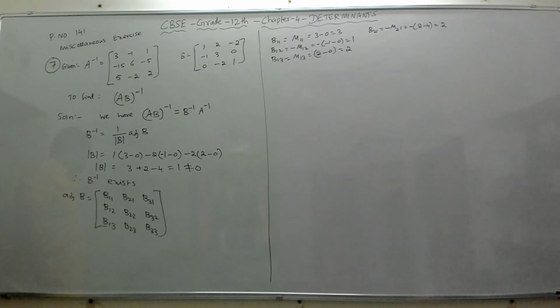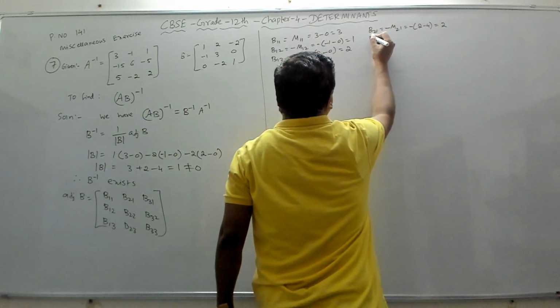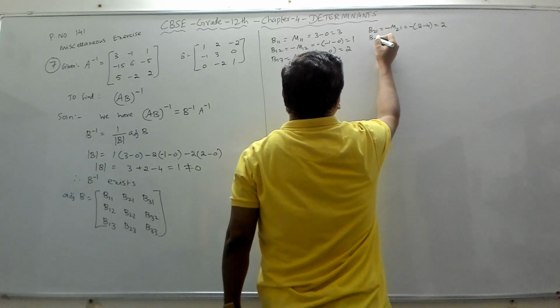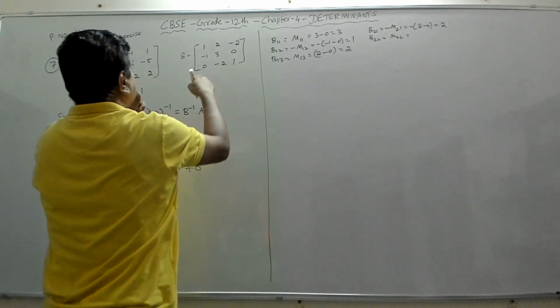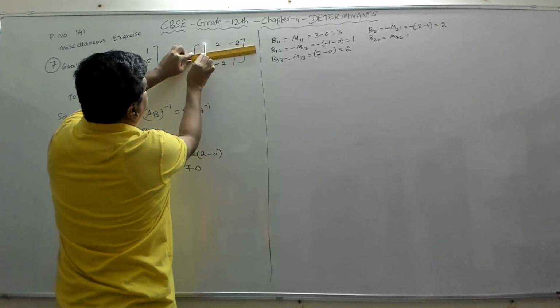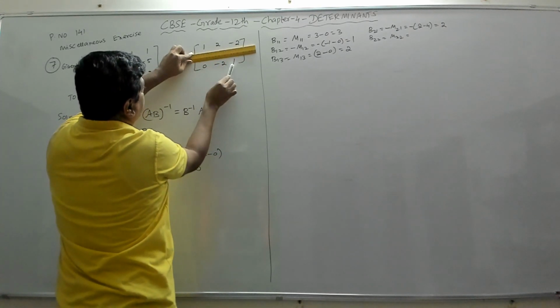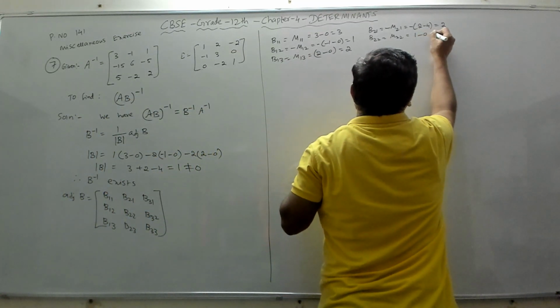That is your B12. Now B22. So that is B21. Now we should find B22. B22 is M22. That is equal to M22, this element. So we have to close this particular row and this particular column. So you get 1 into 1 is 1 minus 0 is 1 minus 0 is 1.